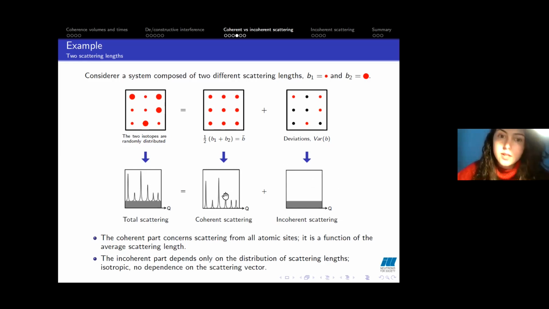So I said before that the coherent one was a function of the average of all the scattering lengths, which is actually what is represented here, from an average of all the scattering lengths in our sample. This kind of signal arises, and this is Q dependent. However, the incoherent scattering is a result of the deviations of these scattering lengths.